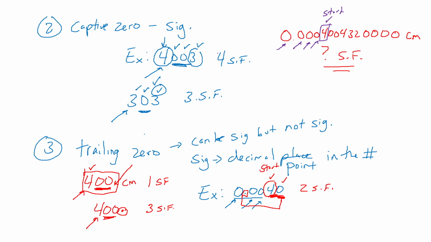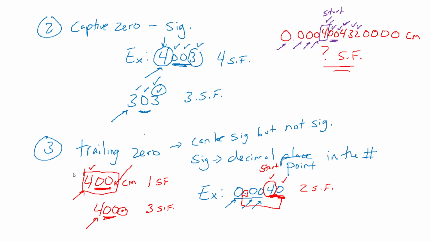Now we have a couple of zeros that are trapped between two non-zero numbers. They're going to be significant. The 4 would be significant. The 3 would be significant. The 2 would be significant because they are non-zero numbers.